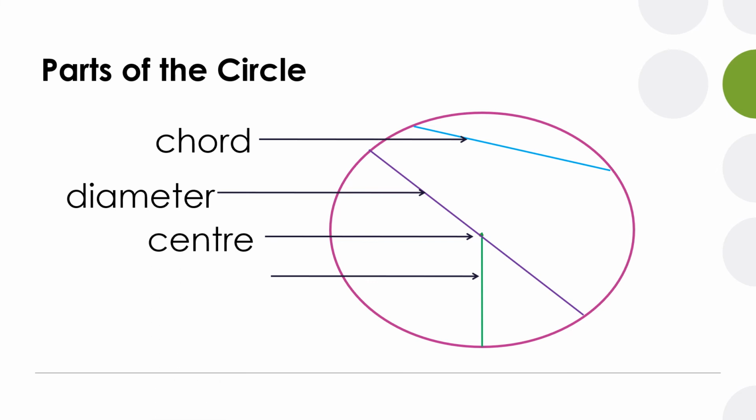Next is the center, the center of the circle, and the last one is the radius. We all understood the different parts of the circle. This is all that we will learn in this video.